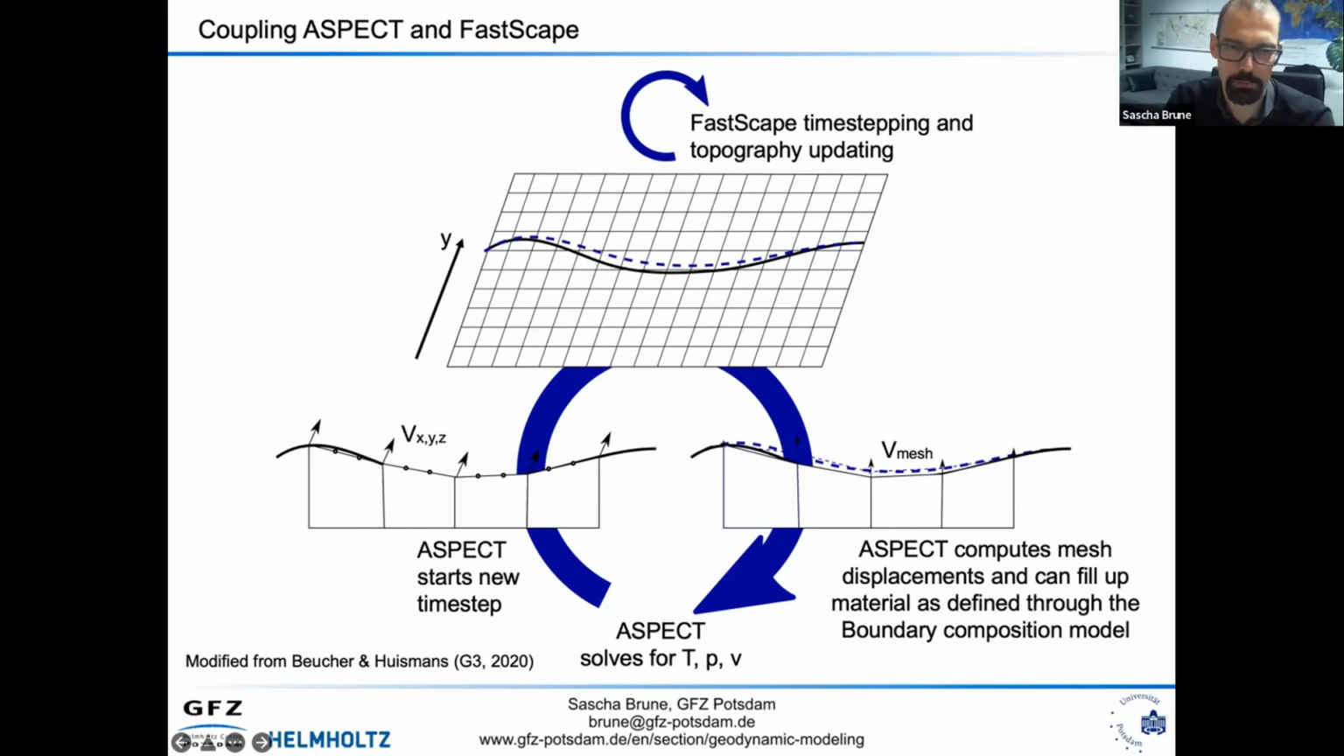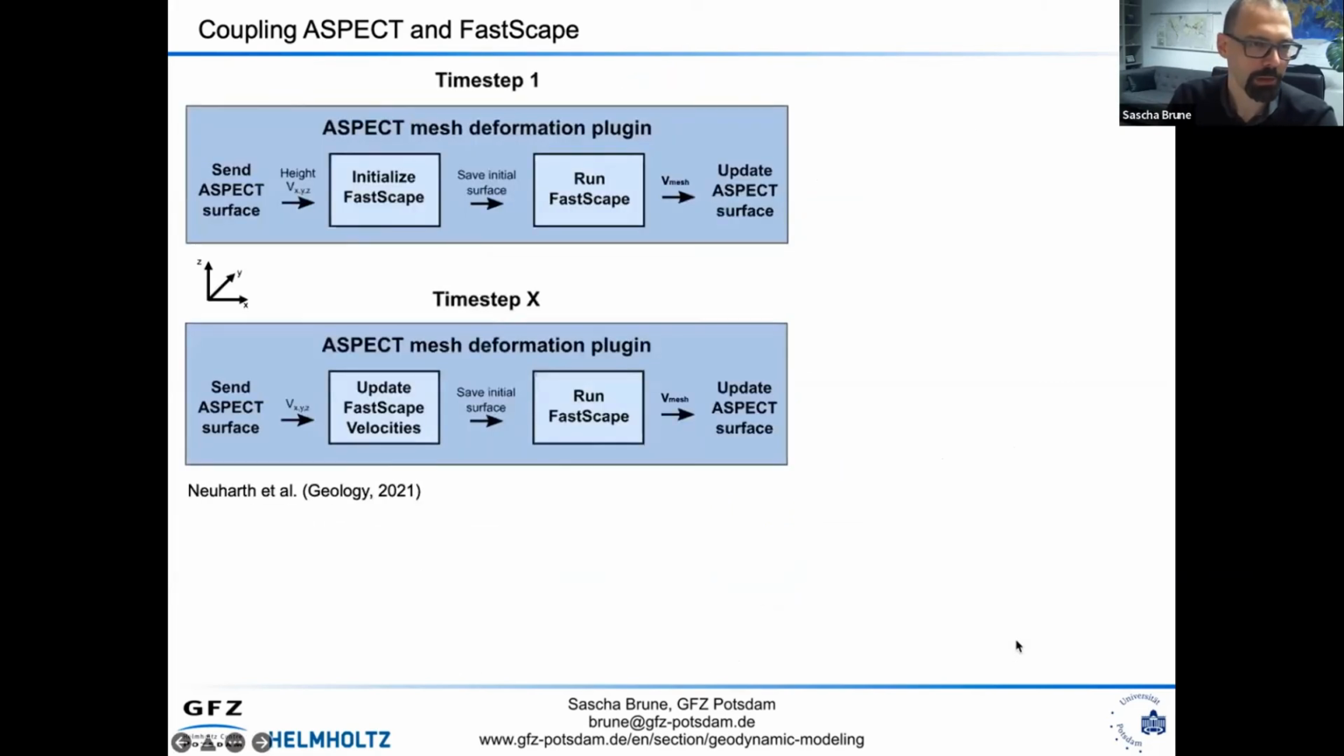And this changed surface is then put back into Aspect by changing the mesh velocity. We just move the mesh according to the new surface that Fastscape has been computing. If we have to add new material to account for this new mesh, so if we are in an offshore domain where we sediment, then we can use the boundary composition model to fill sediments into this hole that we generate, or anything else, whatever you want. So this is how it works.